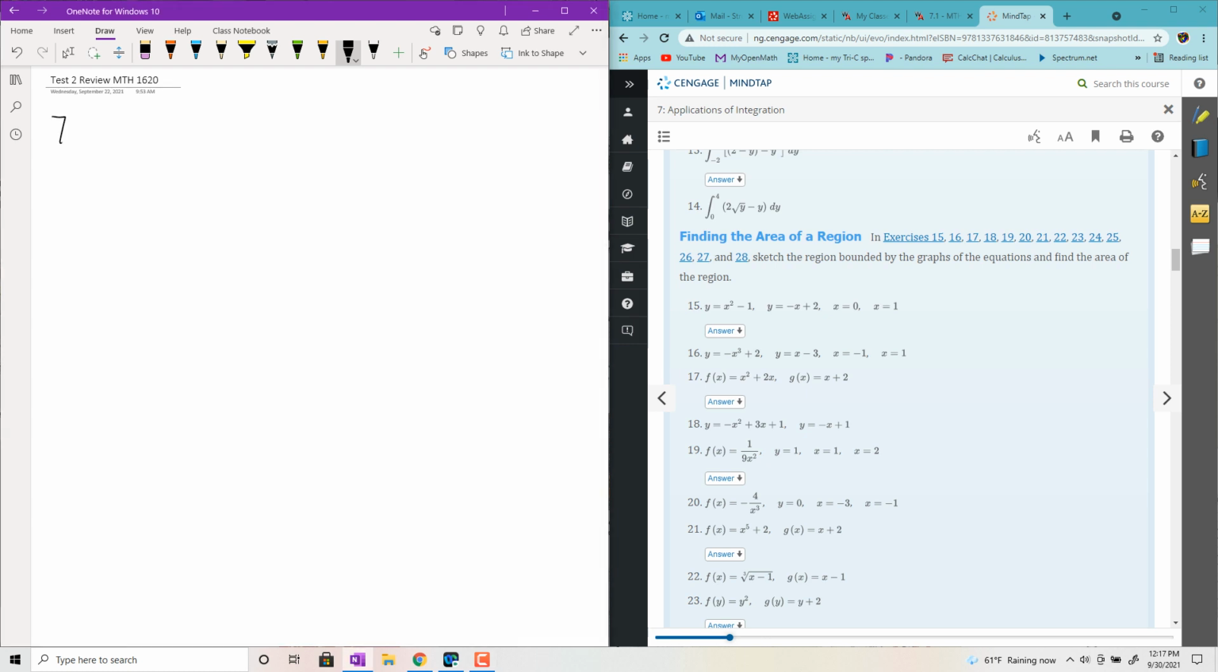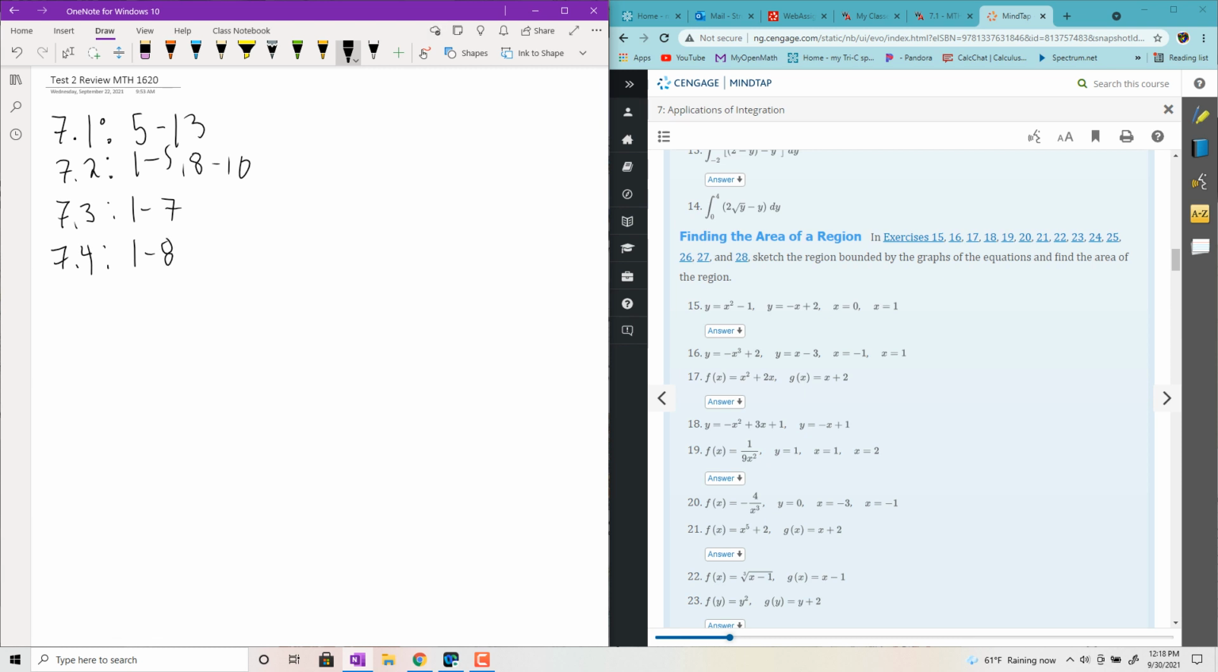There's a guide for studying in WebAssign, the problem types for 7.1. I'm thinking like 5 to 13. 7.2, problems like 1 to 5, and then 8 to 10. 7.3, 1 to 7, and then 7.4, problems like 1 to 8.